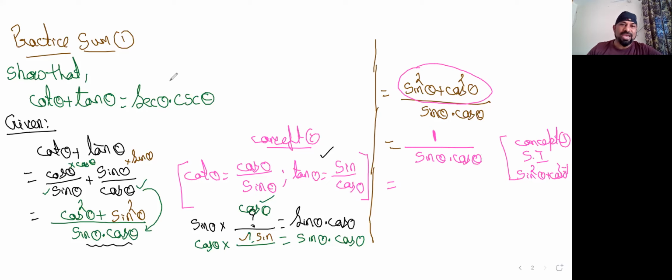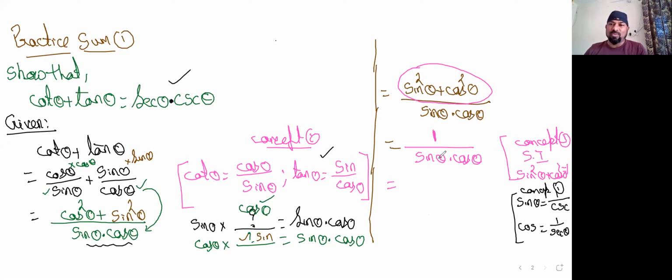Now, what should be the expected answer? We are expecting secant theta into cosecant theta. But we didn't get that directly. However, we know the relation between sin theta and cosecant theta, and cos theta and secant theta. According to the formula, sin theta is equal to 1 by cosecant theta. These are the reciprocal formulae, concept 1, which I told you just now. In the same way, cos theta is equal to 1 by secant theta. Those are nothing but reciprocals.